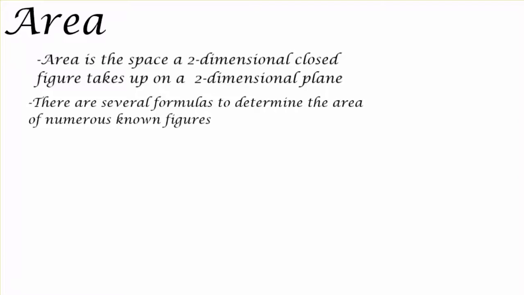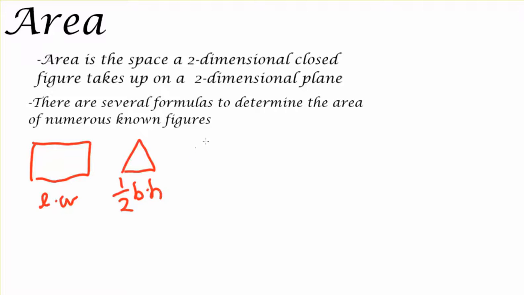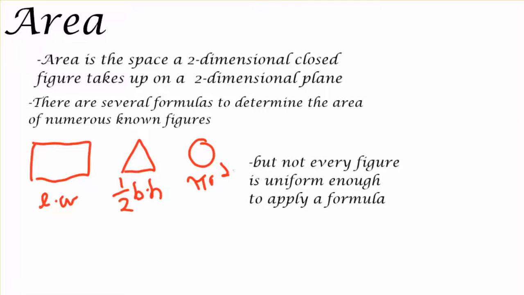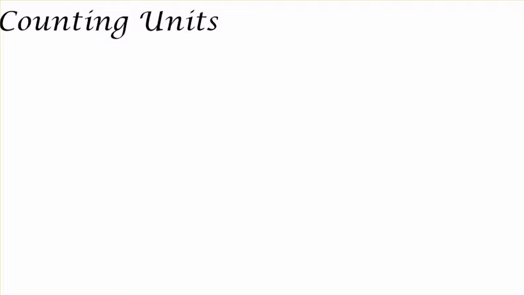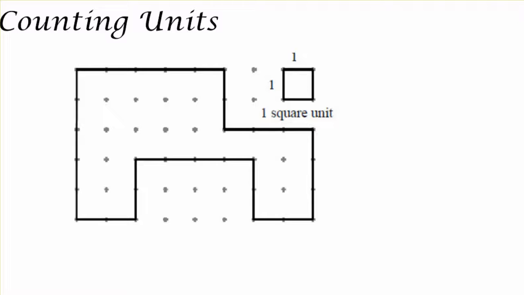There are several formulas to determine the area of numerous known figures, and a lot of these figures we use all the time. For example, if we have a square or a rectangle, we know that the area formula is length times width. If we have a triangle, we know it can be 1/2 base times height. If we have a circle, we use pi r squared. However, not every figure is uniform enough to apply a formula, so sometimes we have to improvise and use several techniques. One of these techniques could be to count units.